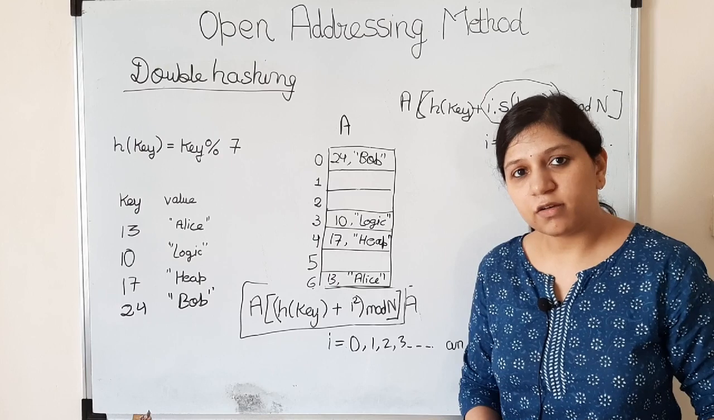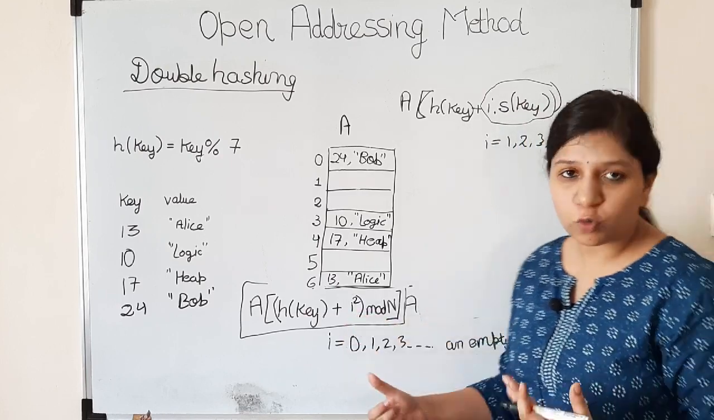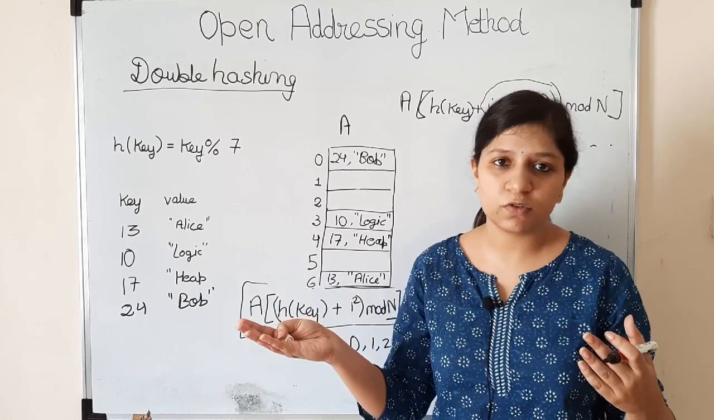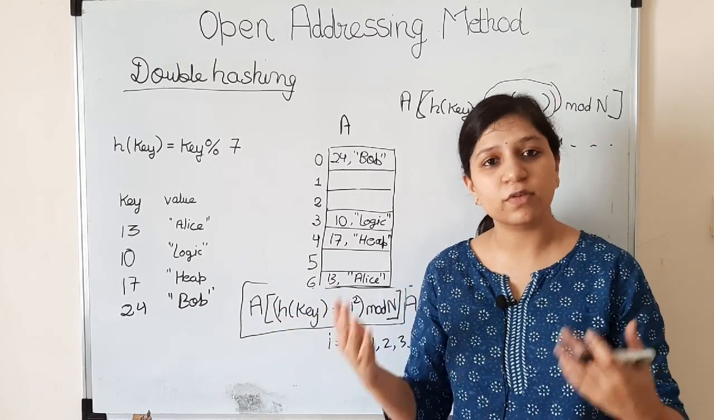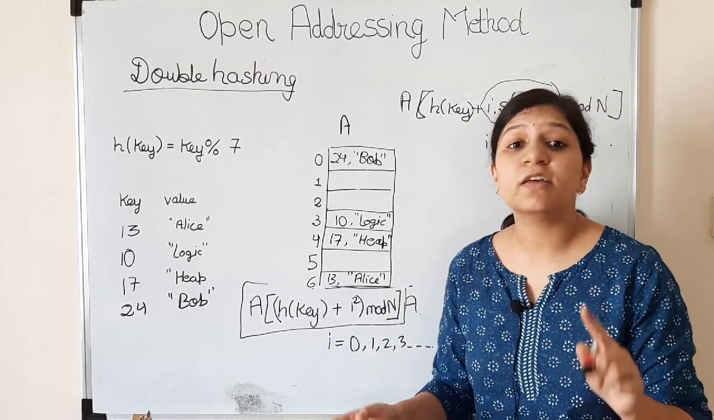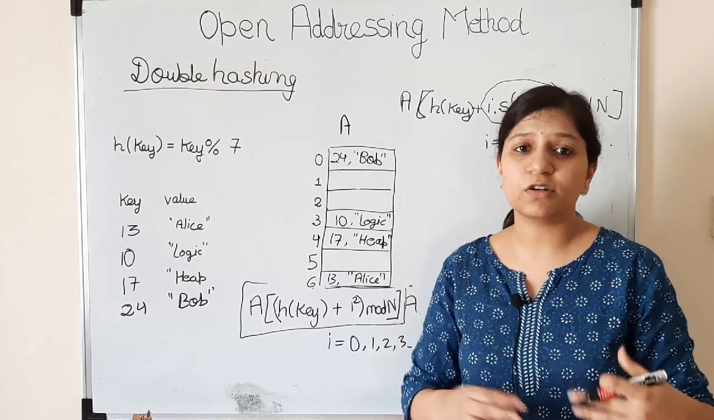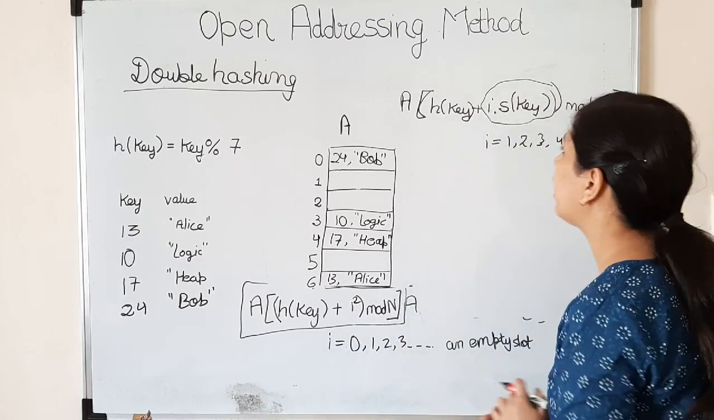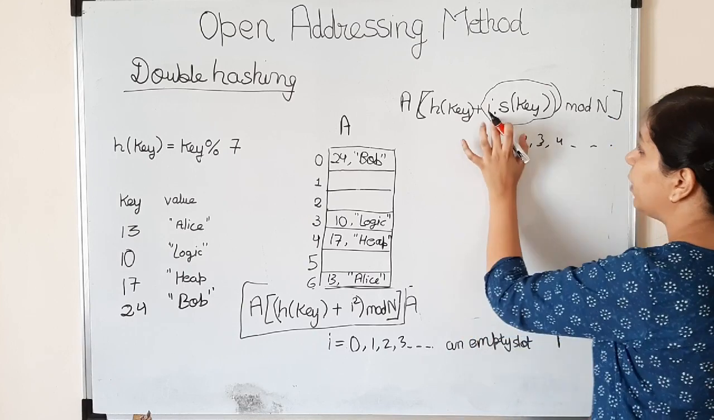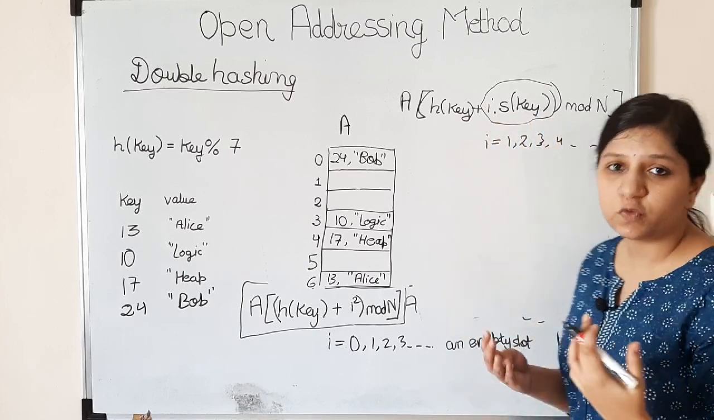We saw earlier that in the case of quadratic probing, though there was no primary clustering, the same sequence was generated for all the values which are mapping to the same index. So there was no primary clustering, but there was secondary clustering. Now we want to make it more randomized. So that's why here, instead of taking just the i, we multiplied it with another hash function.